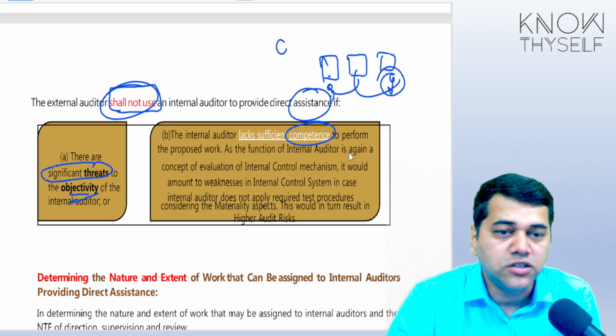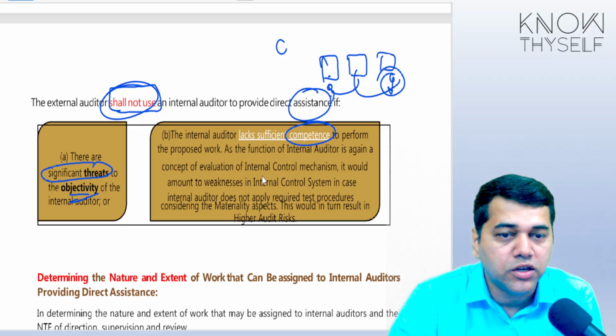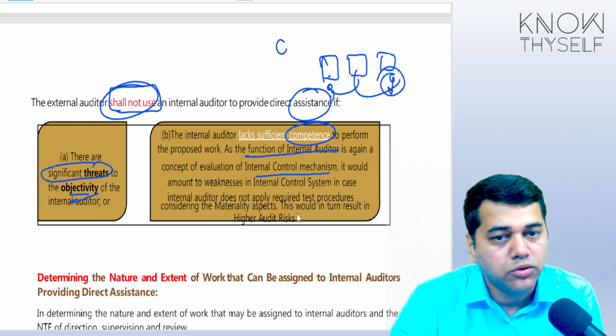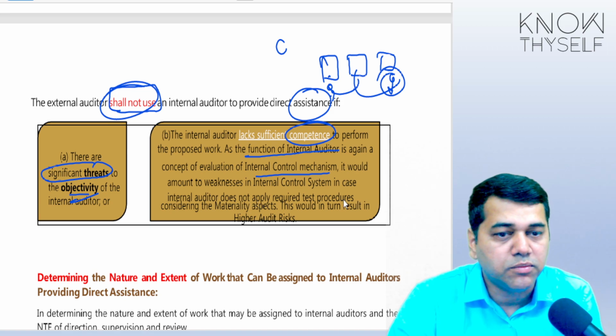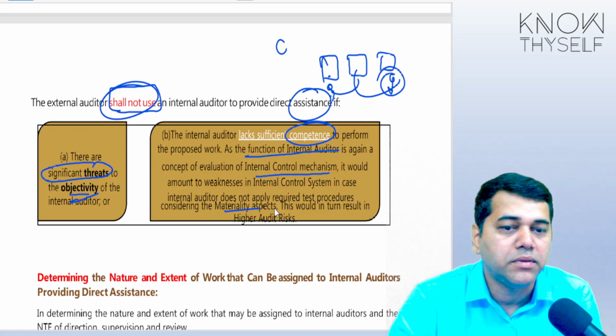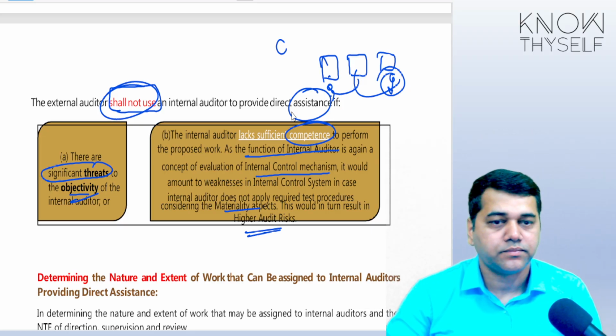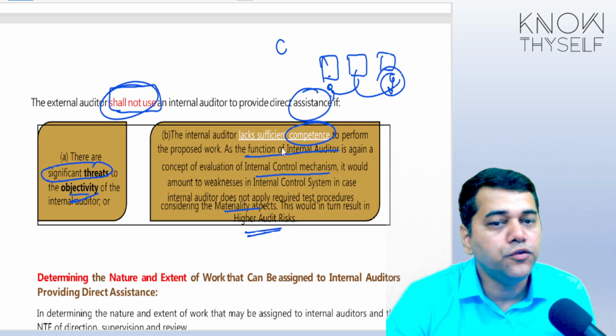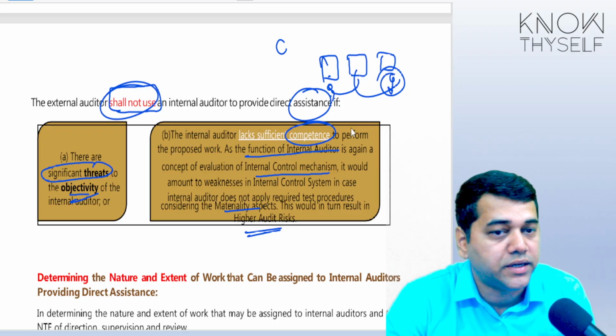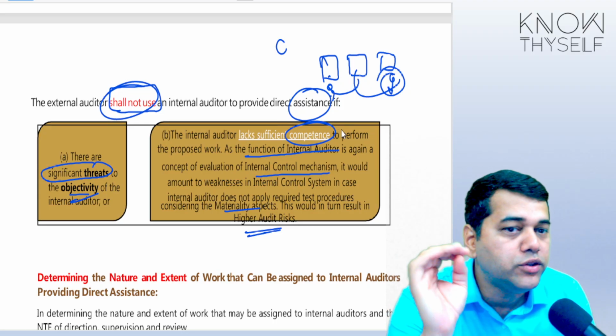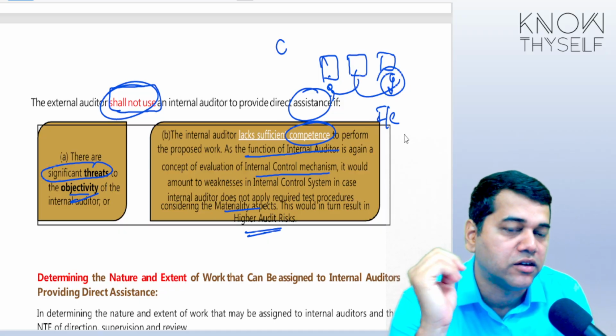As a function of the internal auditor, again, a concept of evaluation of the internal control mechanism. So what is the work of an internal audit department? To evaluate the internal control. It would amount to weakness in the internal control system if the internal auditor does not apply test procedures considering material aspects. This would result in high audit risk. So if you don't consider their competence, and you feel there is a lack of sufficient competence, first of all, why do they exist?